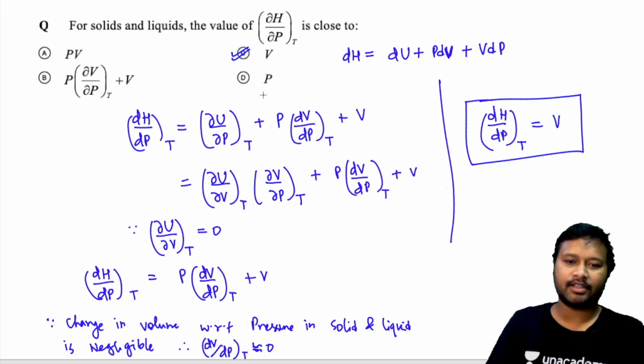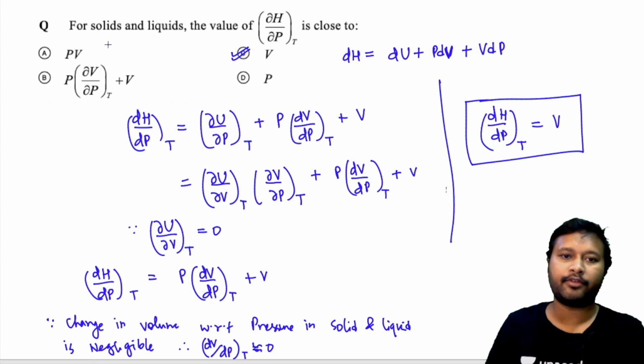Alright, so this is how it needs to be done. Now in case the question was not given for solid and liquid, and it just asked about the value of dH upon dP at constant T, then the answer would have been option number B, because we are getting this thing. Alright, so this is how it has to be done. Let's go for the next question then.